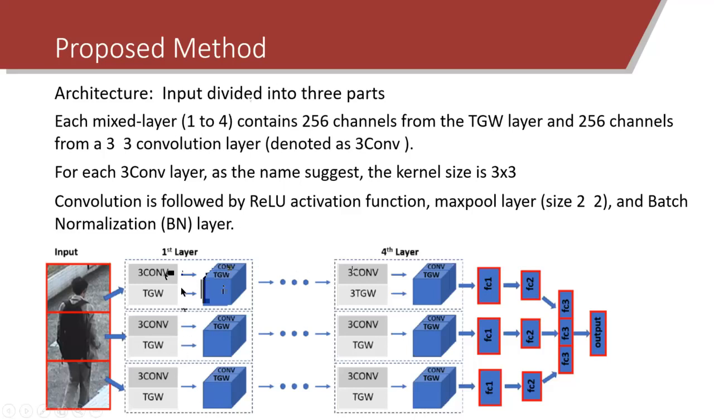Each mixed layer, 1, 2, 3, contains 256 channels from the TGV layer and 256 channels from 3x3 convolutional layers, which we are calling 3-conv. For each 3-conv layer, we are using a 3x3 kernel. For all the convolutions, we use the ReLU activation function, a max pool layer of size 2 by 2, and a batch normalization layer. Each branch connects to a fully connected layer, and two levels of fully connected layers get related together for our final classification.